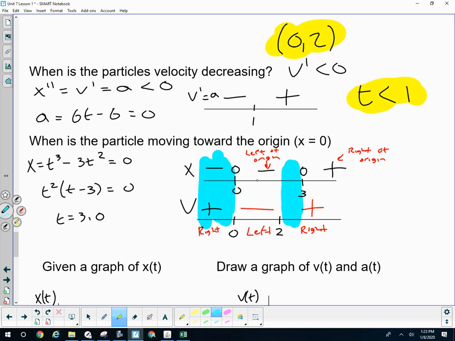I'd be moving away from the origin from 0 to 2, where I'm already to the left of the origin. And then here, after 3, I'm right of the origin, moving right. So I'd be moving away from the origin. So I'd say t's that are less than 0 and from 2 to 3. Okay?